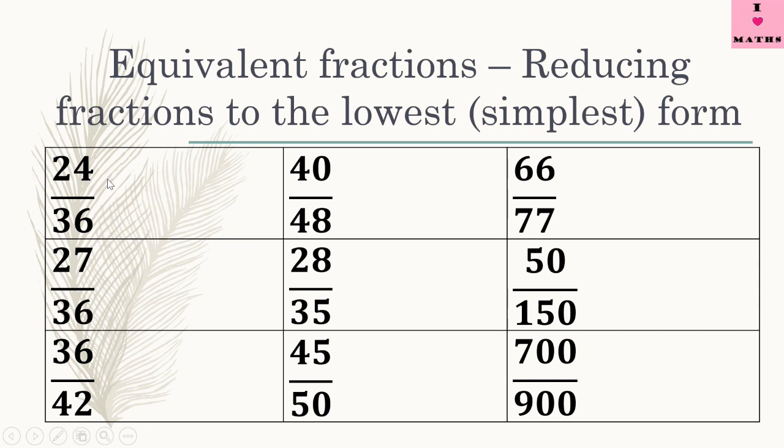But I want to divide it by the biggest number in whose table both numbers, the numerator and denominator, come. So all those children who are very fluent with the tables will be able to make out that these two numbers come in the table of 12. 12 2s are 24 and 12 3s are 36. Okay. So we divided numerator also by 12 and denominator also by 12. Okay, so we got 2 upon 3.